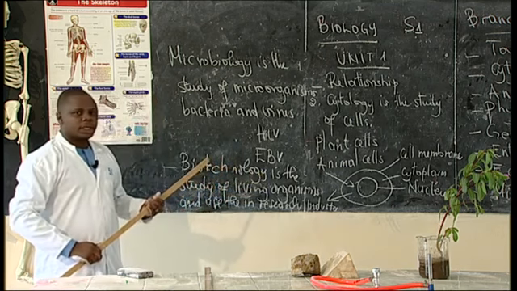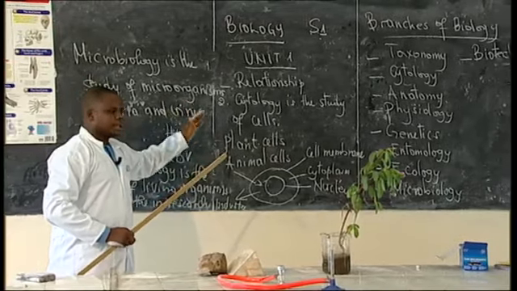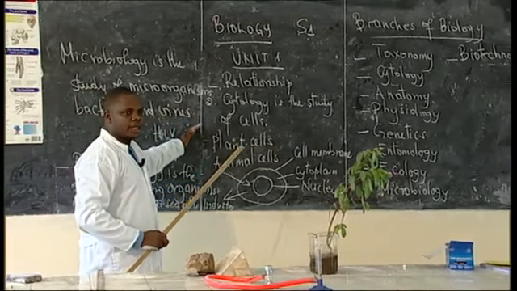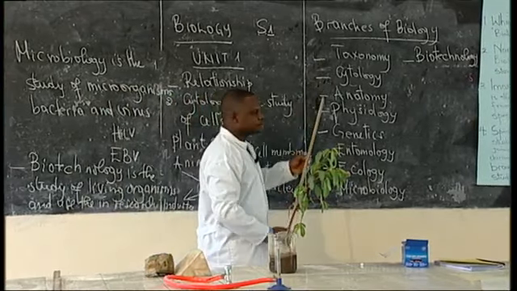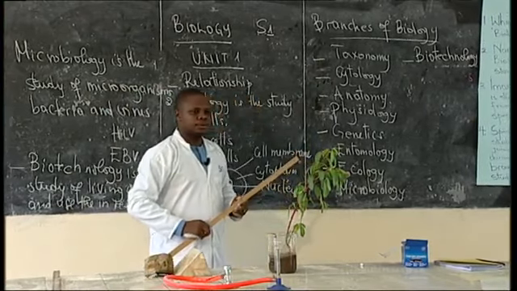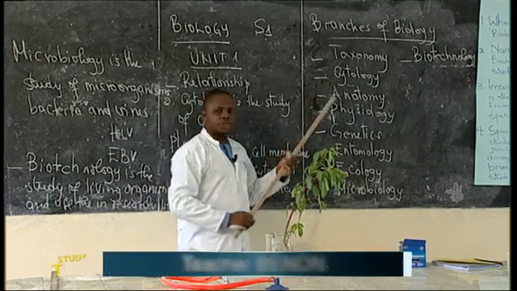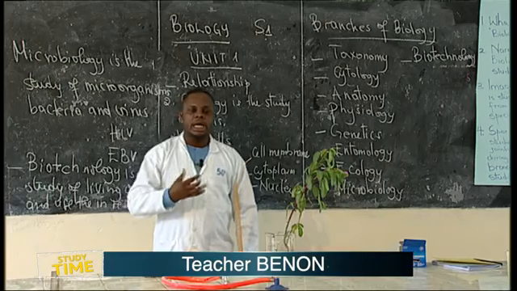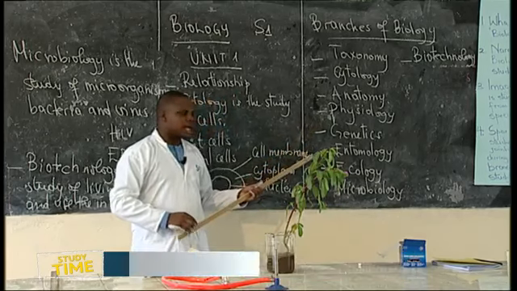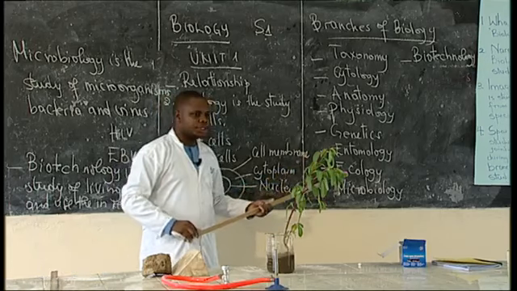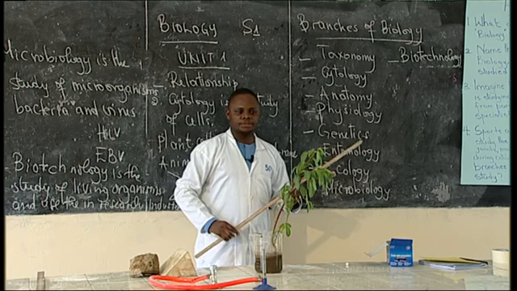So, dear students, we have seen biology, we have defined what biology is, and we have seen different branches of biology. Here we can talk about taxonomy, cytology, anatomy, physiology, genetics, entomology, ecology, microbiology, and biotechnology.